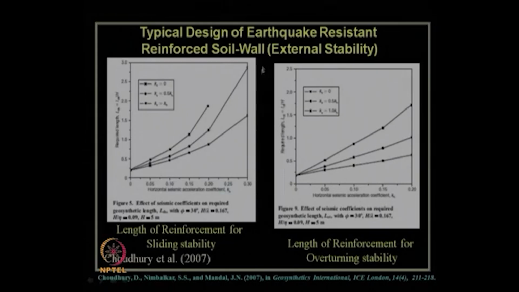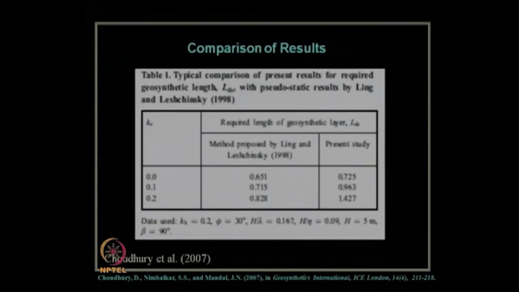So, when somebody is designing this reinforced soil wall, they need to provide the reinforcement strength as per the internal stability criteria, as we have discussed, and the length to be provided in terms of either external stability, both sliding and overturning, and considering internal stability of pull out criteria. Among these three, whichever gives maximum length, that needs to be provided for this earthquake resistant design of reinforced soil wall.